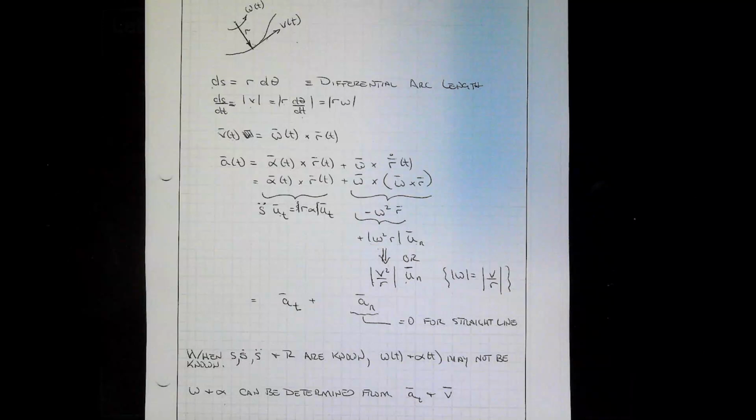That's just straight line stuff, which we've done before. So here's the point. If we know position, speed, acceleration along a path, and we know r, then using these relationships, oftentimes omega and alpha are not directly known, but knowing a_t and knowing velocity, we can back out omega and alpha. And that's the closing point that I want to get across.